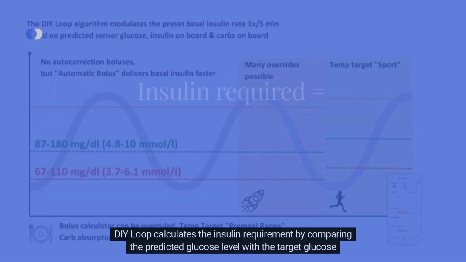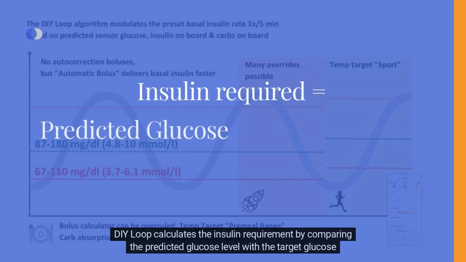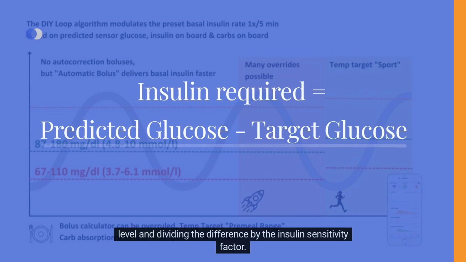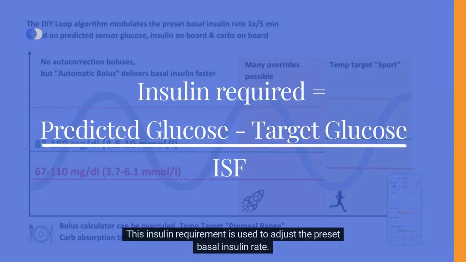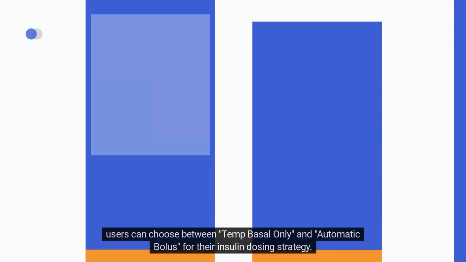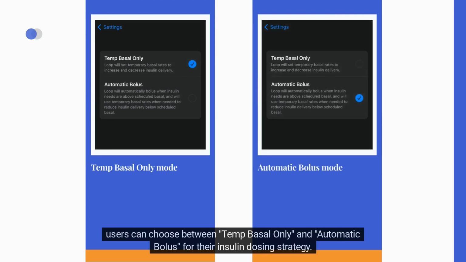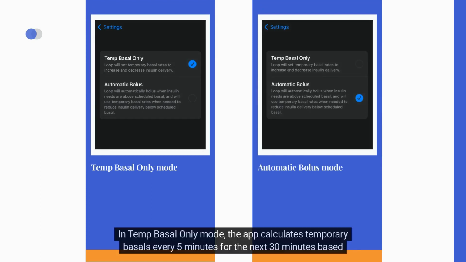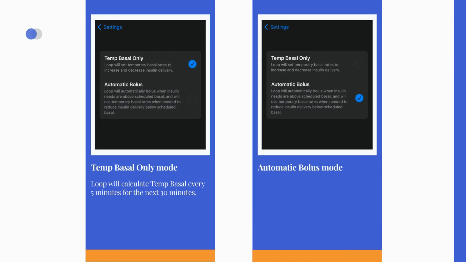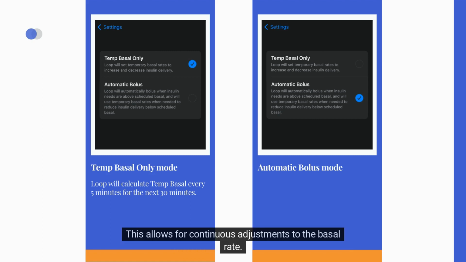DIY loop calculates the insulin requirement by comparing the predicted glucose level with the target glucose level and dividing the difference by the insulin sensitivity factor. This insulin requirement is used to adjust the preset basal insulin rate. In the DIY loop app, users can choose between temp basal only and automatic bolus for their insulin dosing strategy. In temp basal only mode, the app calculates temporary basals every 5 minutes for the next 30 minutes based on predicted glucose levels. This allows for continuous adjustments to the basal rate.